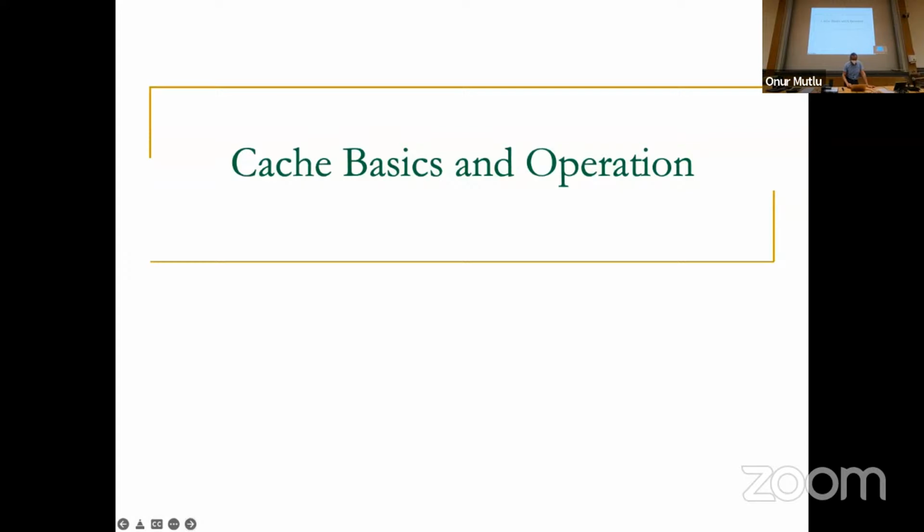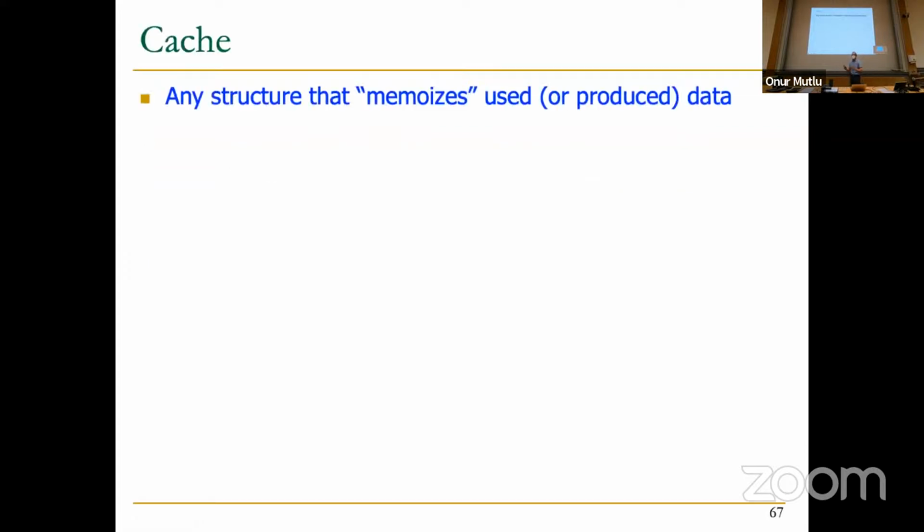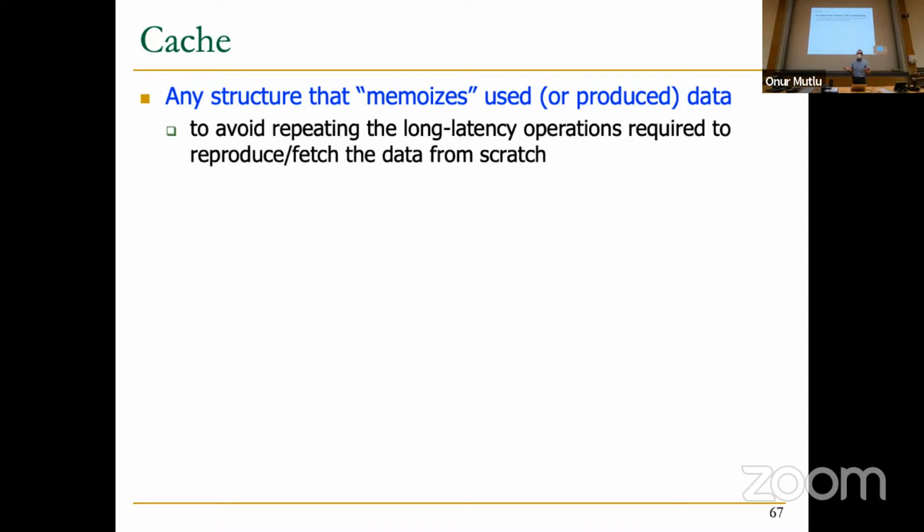Okay, so let's talk about caching. I mean, clearly we've defined caching, but let's formalize it a bit. Cache is actually a very general concept, right? It's any structure that memorizes or remembers used or produced data. This could be a hardware structure, or a software structure also. It could be my bookshelf also, as we discussed. But in computing, caching is heavily used at software as well as hardware levels. So the goal is to avoid repeating long latency operations required to reproduce or refetch the data from scratch.